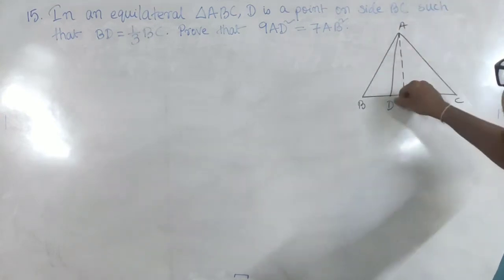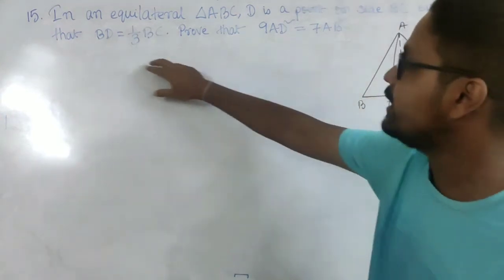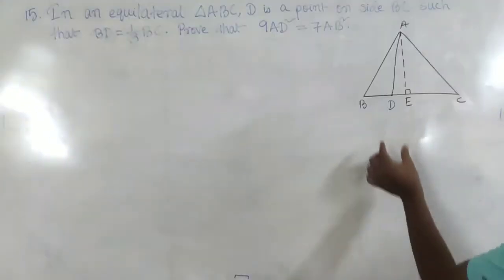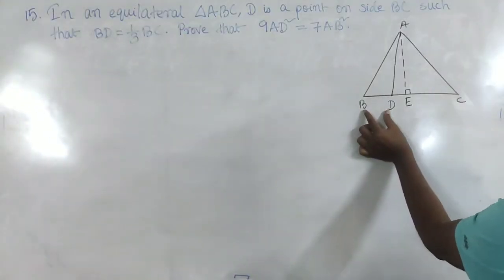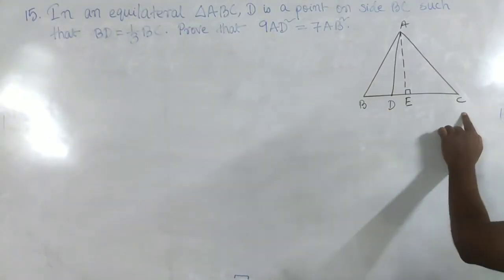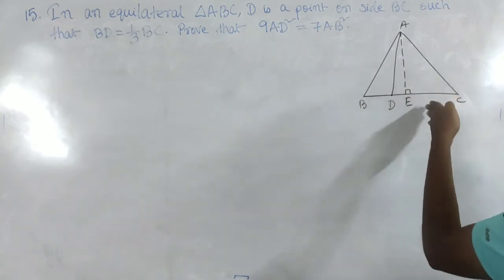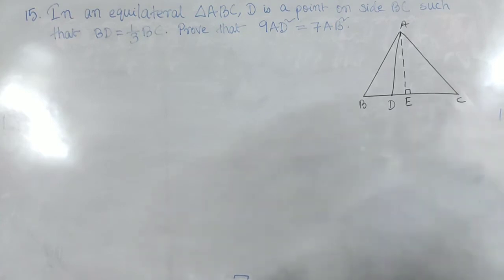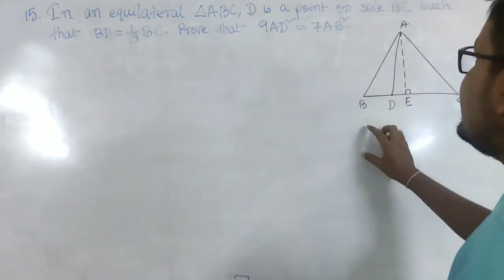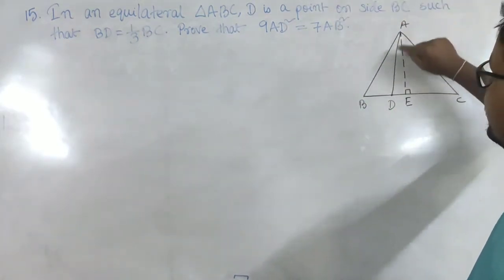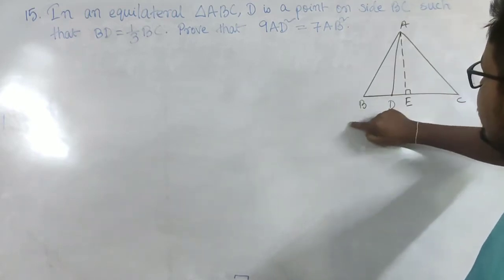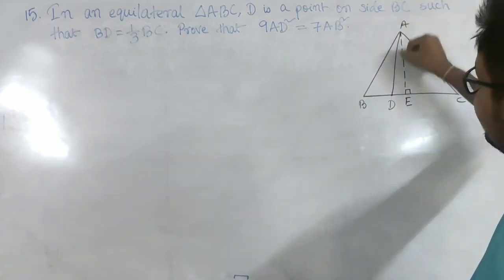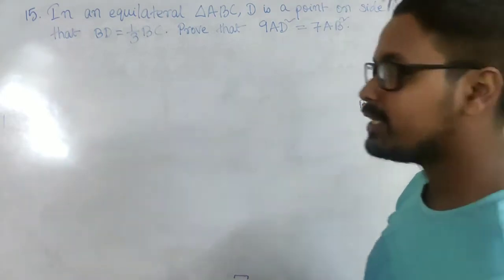D is the point such that BD is equal to 1/3 of BC. That means this BD part is 1/3 of the whole BC. If we divide BC into 3 equal parts, then BD will be 1 part and the remaining 2 parts will be the DC. We have to prove that 9 times AD square is equal to 7 times AB square. So we are concerned about AD and AB. So let's see how to prove that.